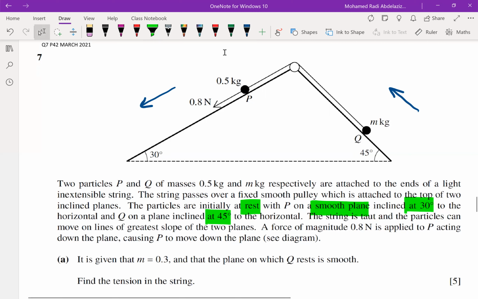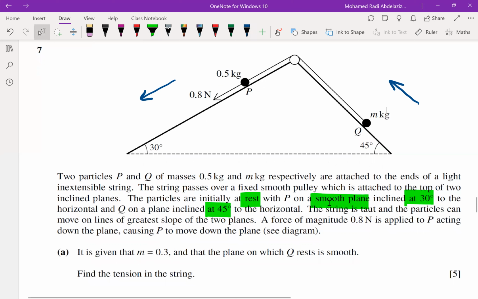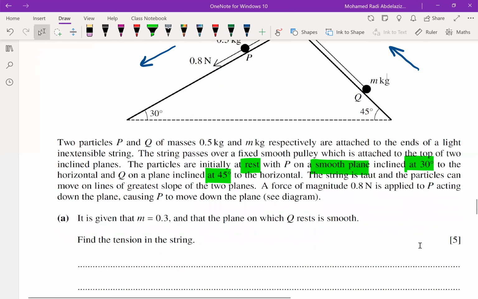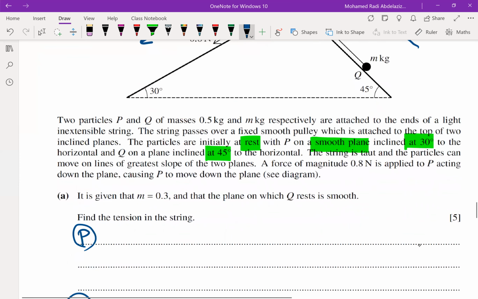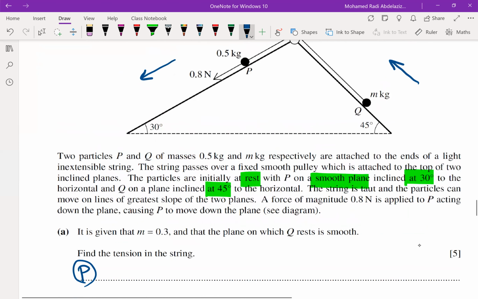Given that the mass m is 0.3 kilogram and that the plane for Q is smooth, find the tension in the string. If we try to solve this question using forces and Newton's law, first you can write the equation of particle P, then write the equation of particle Q, then you can add them to get the equation of the system.